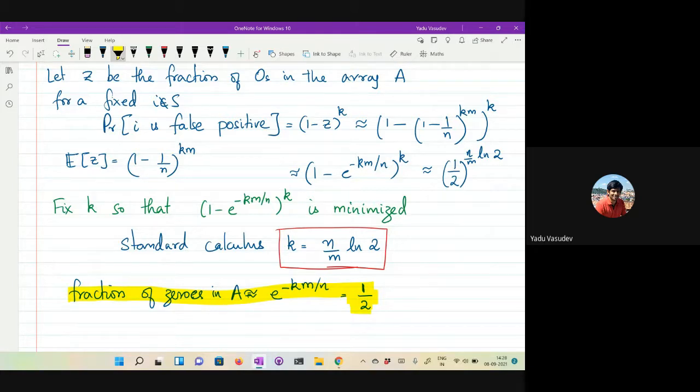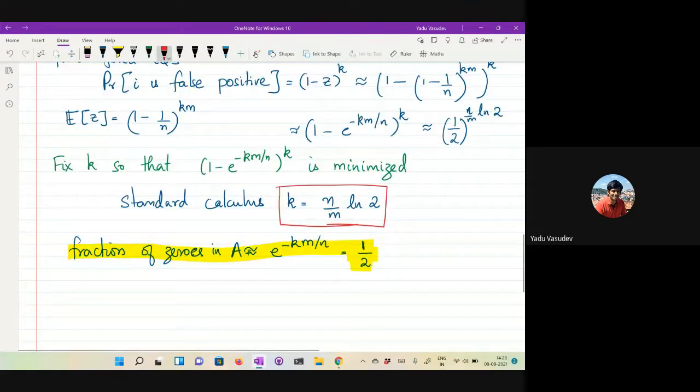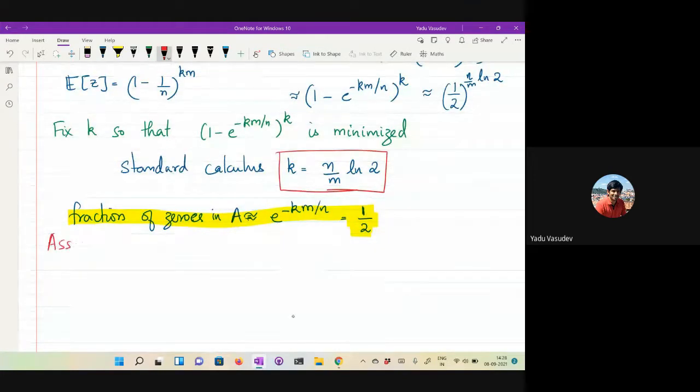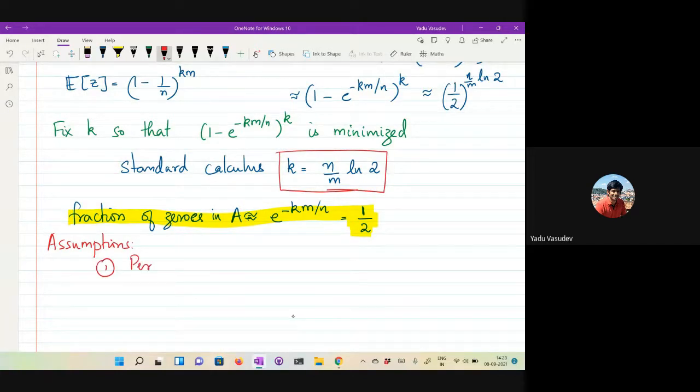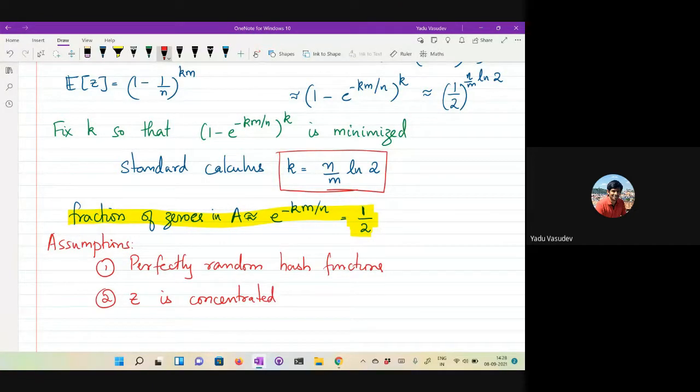Two assumptions that we have made: the two assumptions that we are making. One is perfectly random hash functions. And secondly, Z is concentrated around its expectation, E of Z.